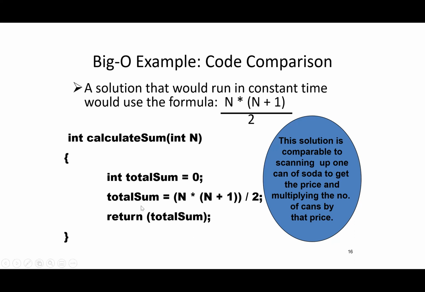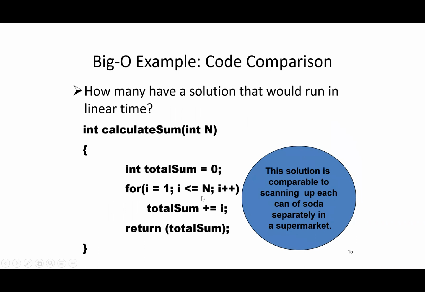Okay, so the second solution is faster, right? It is faster because we use this formula. No matter what my n size is, the number of operations remains the same. It won't increase. But the previous one is different.